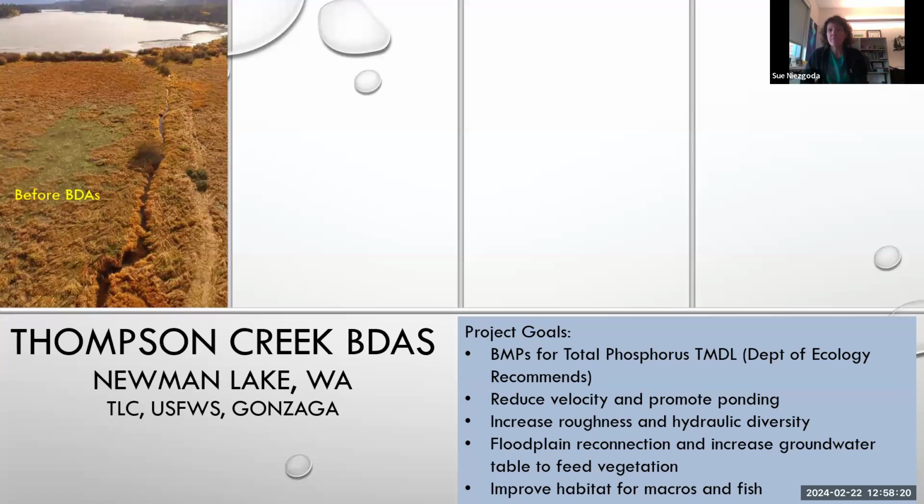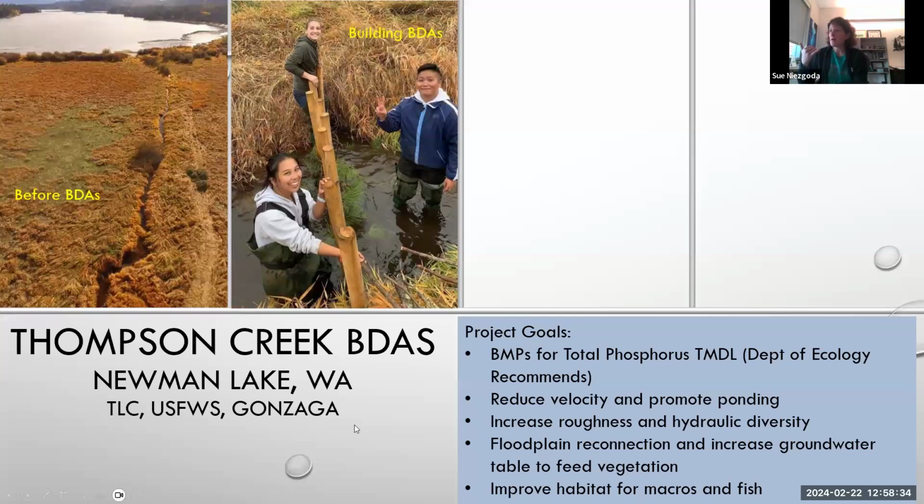So hopefully retaining both sediment and phosphorus in the creek itself to then be uptaken by the plants and used in there, rather than allow it just to sort of straight shot into Newman Lake, which is what it's doing right now. And in particular, too, Washington Department of Ecology sort of recommends Beaver Dam analogs as supporting BMPs for nutrient TMDLs and the like. So we were sort of following on with that and trying to see how well they could work here to help reduce the total phosphorus and help that TMDL.